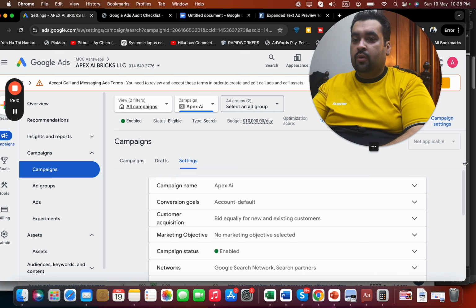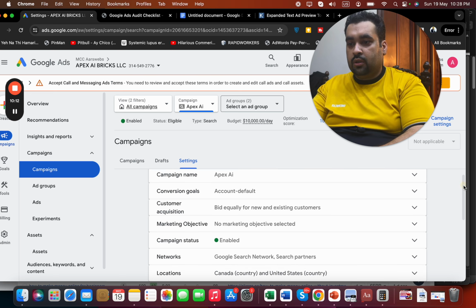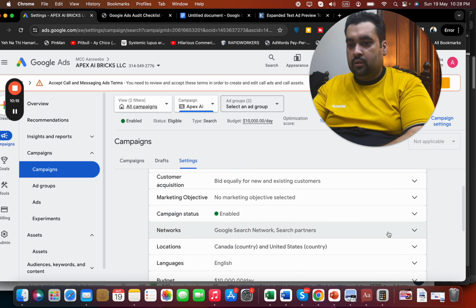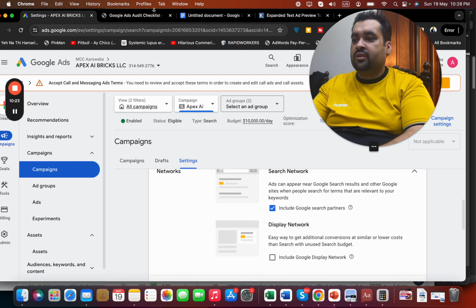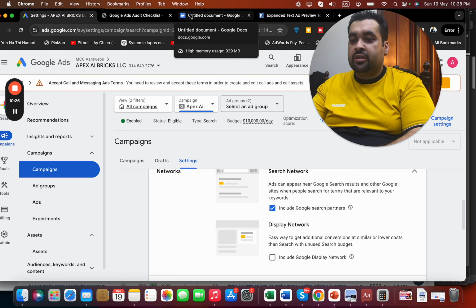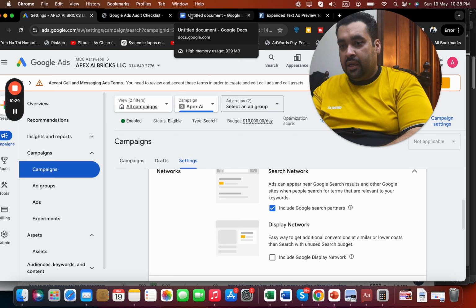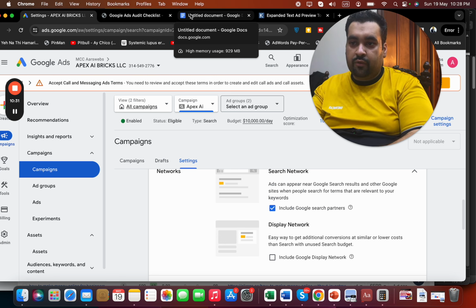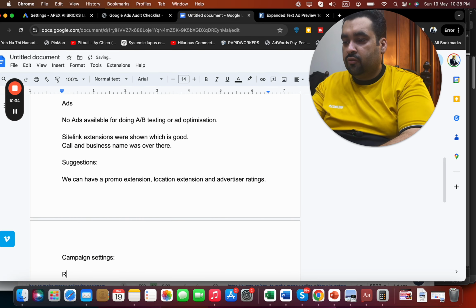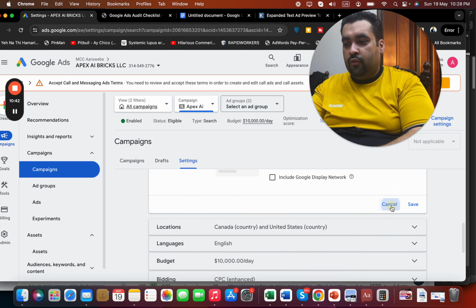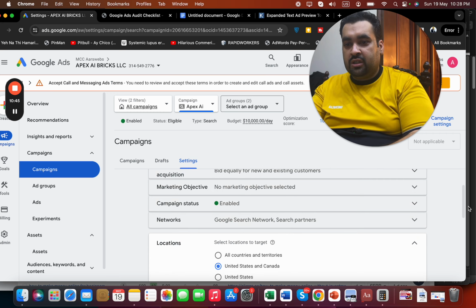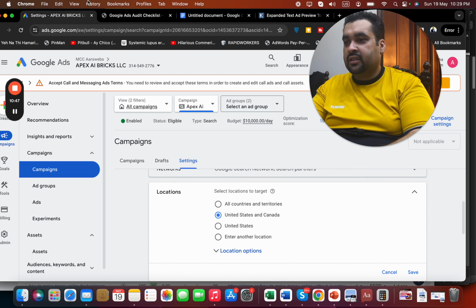What kind of targeting are we doing? We are running on search partners. I have not seen in the majority of cases that you get good conversions, but a comparison can be done to correctly identify if search partners are doing well for you or not. But in my recommendation, remove search partners. Moving on to the second, that is location. We are targeting the US and Canada simultaneously.